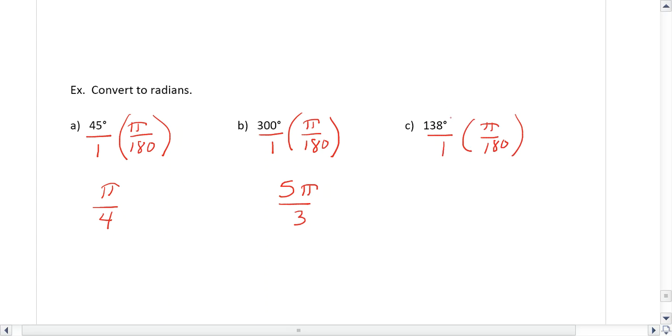And 138 over 180, if I reduce this right, I got 23 pi over 30. So just remember, for radians, you need the pi in the numerator. To get to degrees, you want the pi's to cancel.